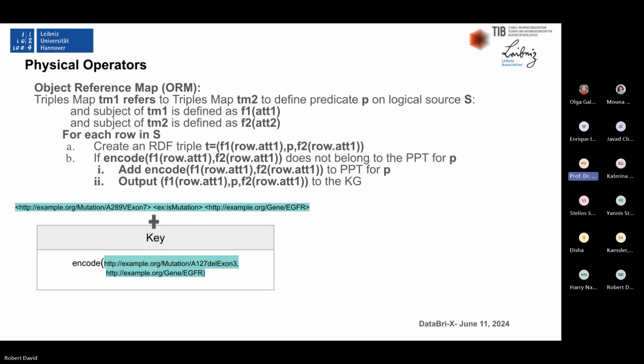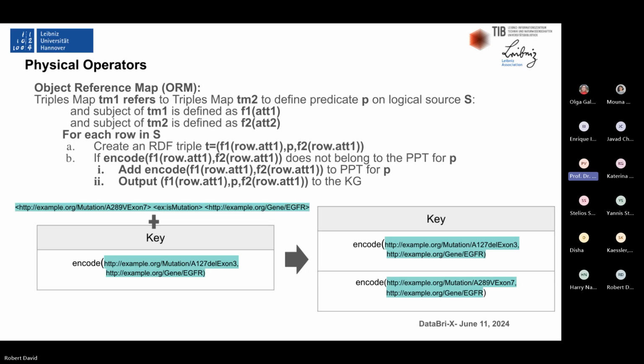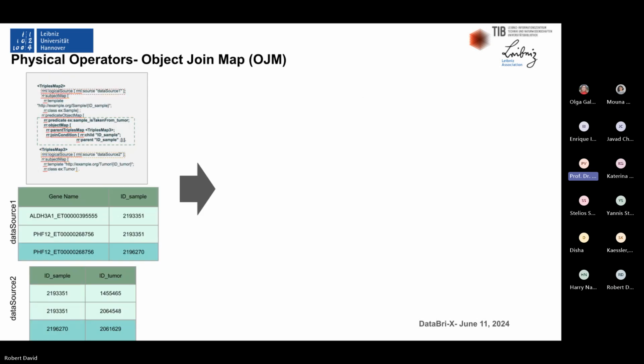So go next, please. And this is encoding. So the encoding is the function that is transforming that into this encoded value that is representing very little memory. So go next. And for the join, go next. I think it's fast. It's better that you click.